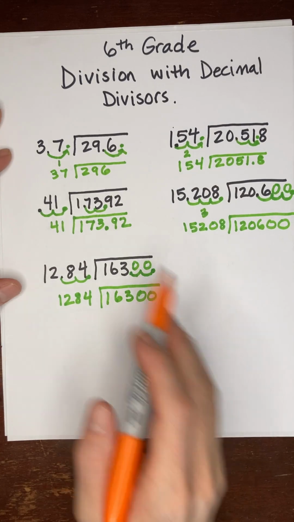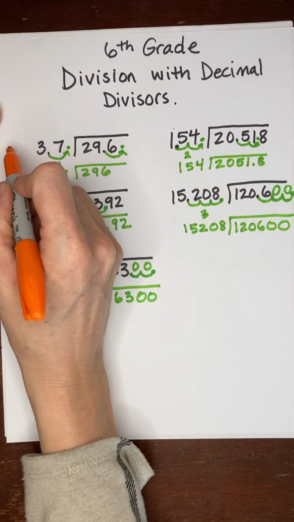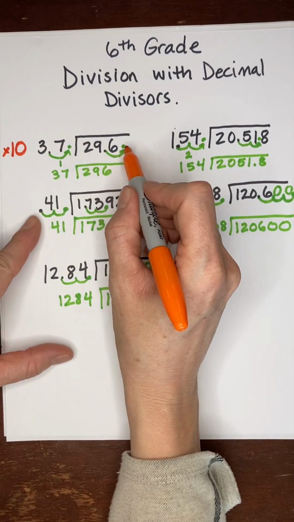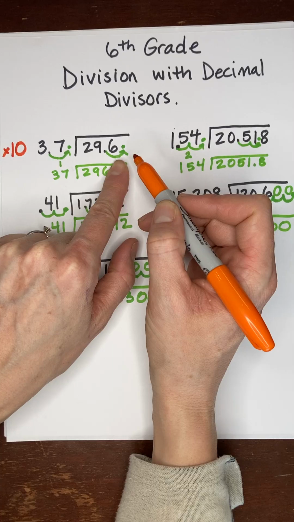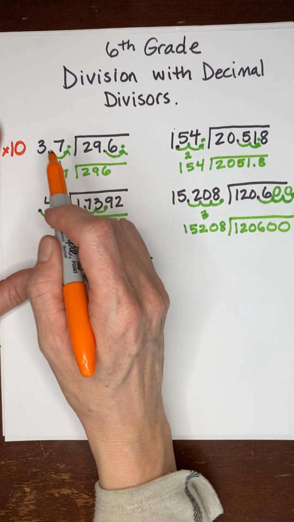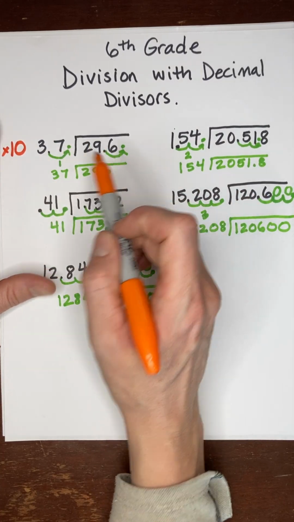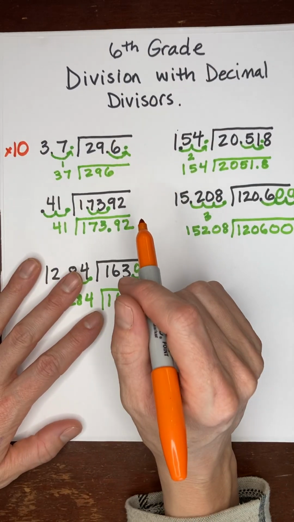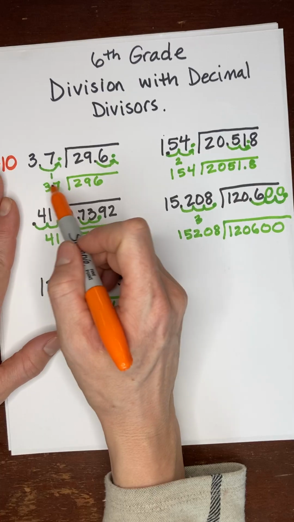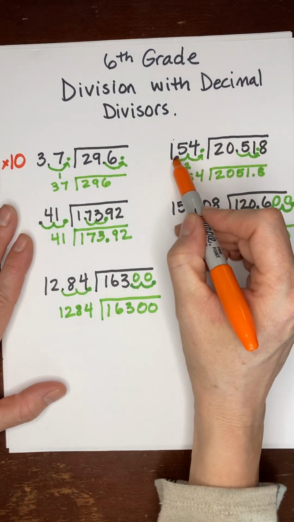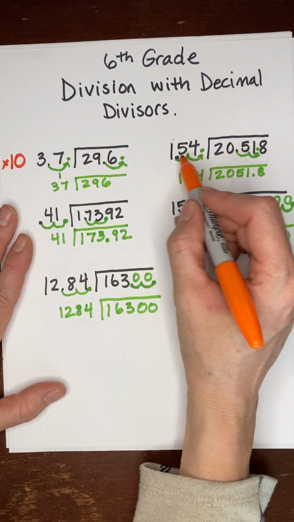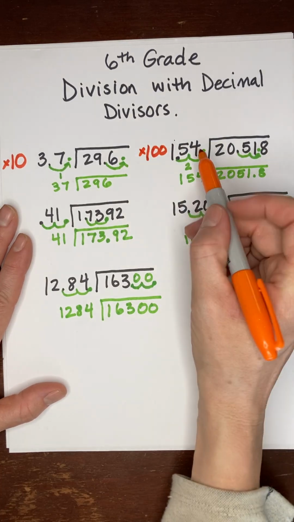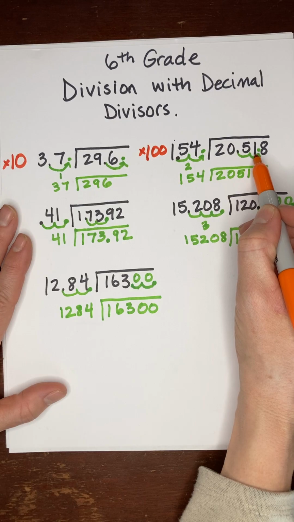Now, really quick, the reason this works is we're actually multiplying the divisor and the dividend by the same power of 10. When I move one decimal place, I've actually multiplied it by 10. And I move one decimal place, so I've also multiplied this number by 10. So that means if we multiply the divisor and the dividend by the same power of 10, our answer is going to be the same, as if we hadn't moved it at all. The same thing here, 1, 2. It's not 10 this time, it's actually 1 with 2 zeros. So we've multiplied this by 100 and we've multiplied the dividend by 100.